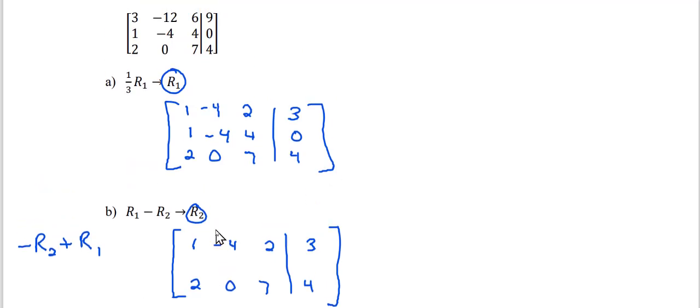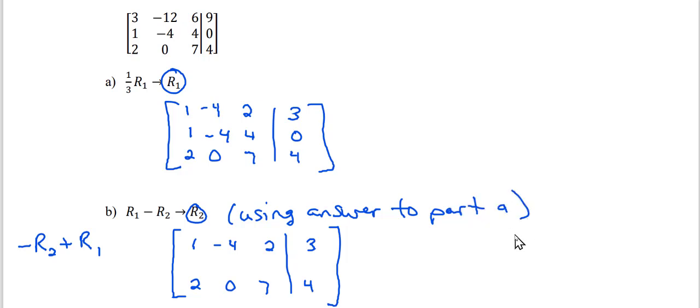So let's do that. This isn't, yeah, no, let's do this. Row 1 minus row 2 with the one we were given. So actually I need to erase this. You know what? Let's just make a note here: using answer to part A. I'm going to talk about why in a second. That's why I just copied from above. We're kind of progressing through some steps here.